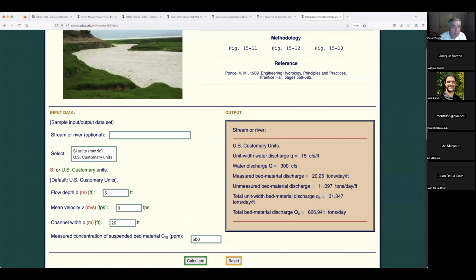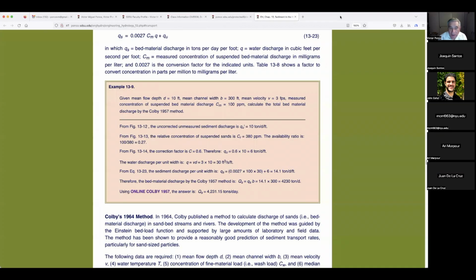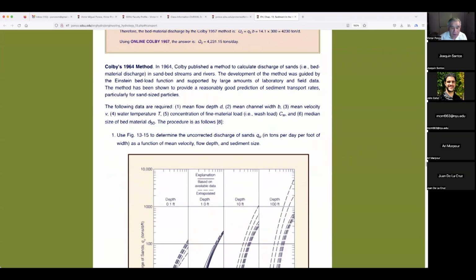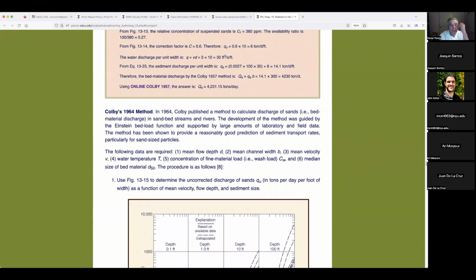But let me just go back in here to show you that, in fact, we did that calculation and we're done with the Colby 1957 method. So now we're moving into the Colby 64 method. This is the method that my professor, Daryl Simons, liked for various reasons. The primary reason is that Colby is a very well-respected gentleman.